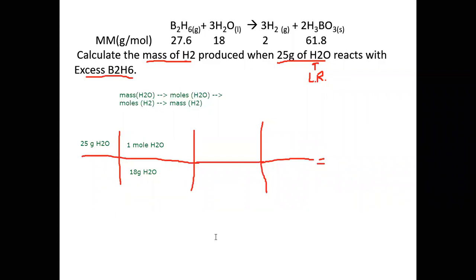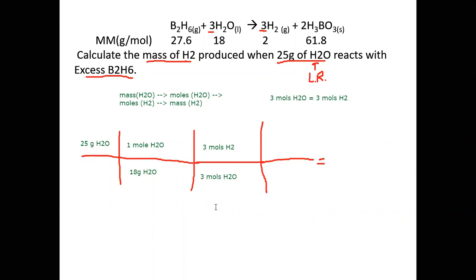Step 2, we need to convert from moles of water to moles of H2. We have to look at the coefficients in the balanced chemical equation. 3 moles of H2O give us 3 moles of hydrogen. If we write this as an equality, we get 3 moles of H2O equals 3 moles of H2. Since we're starting with water, water goes on the bottom in the conversion to moles of hydrogen, and hydrogen goes on top.